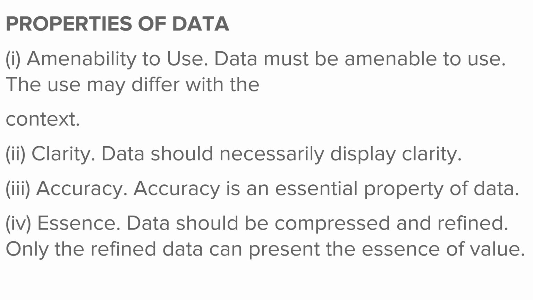The next one is essence. Essence means the basic or most important quality of something. So data should be compressed and refined. Only by the refined data can we present the essence of value. So essence is the entire quality outlook. So you have to learn by heart the properties of data: amendability, clarity, accuracy, essence. That's enough.